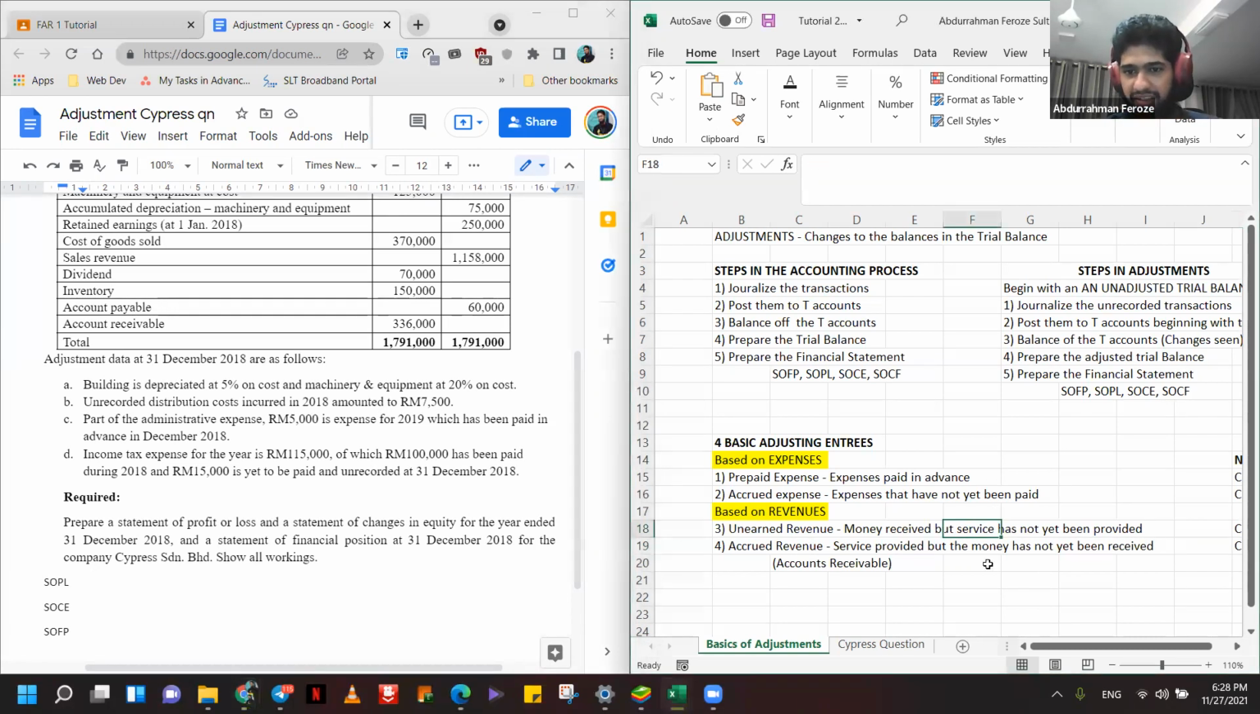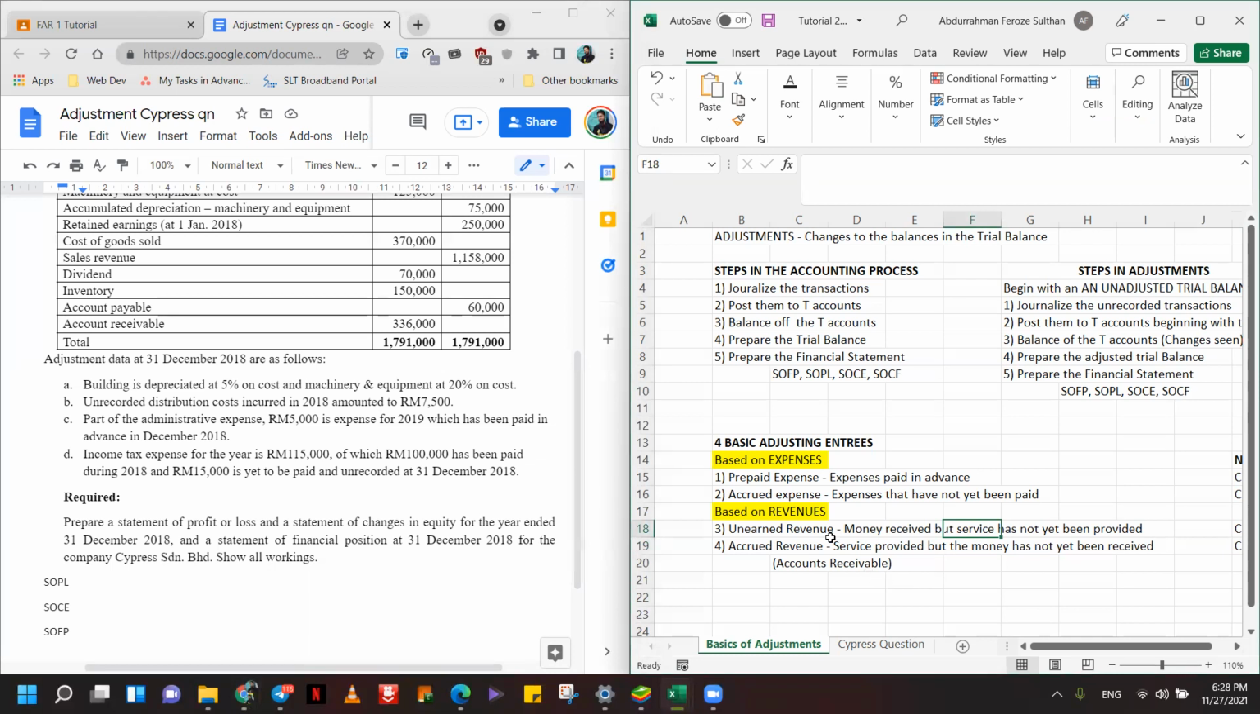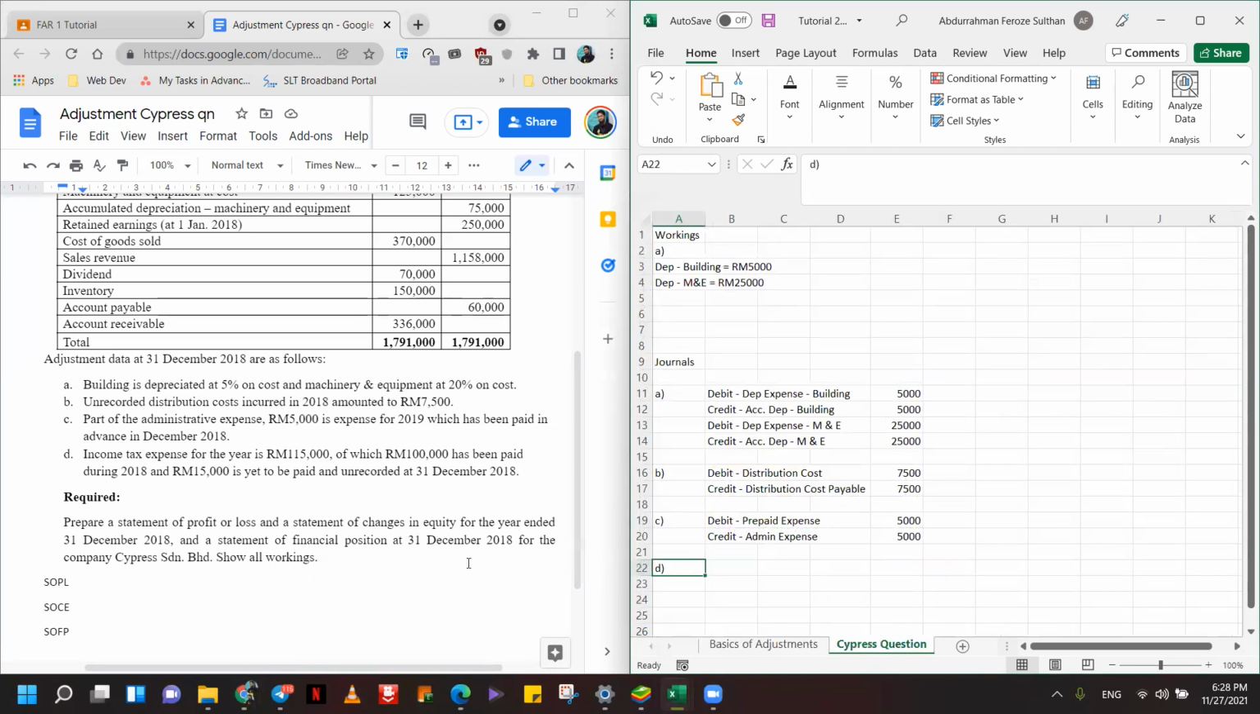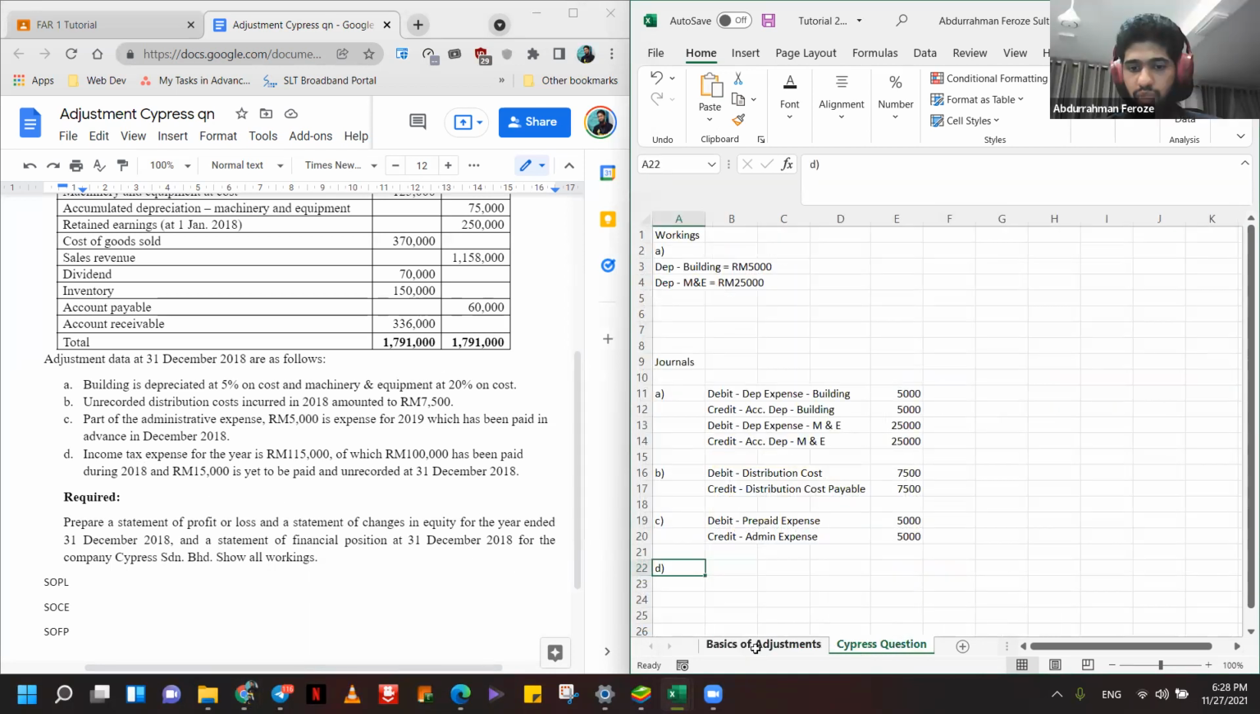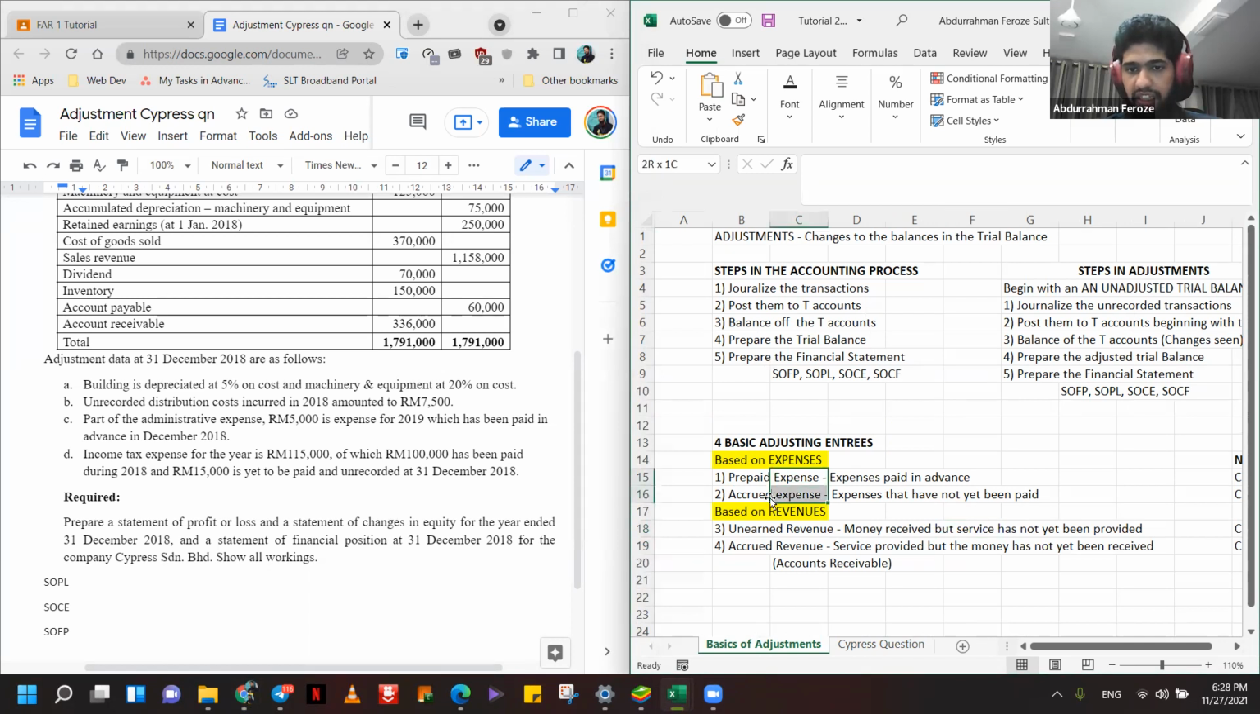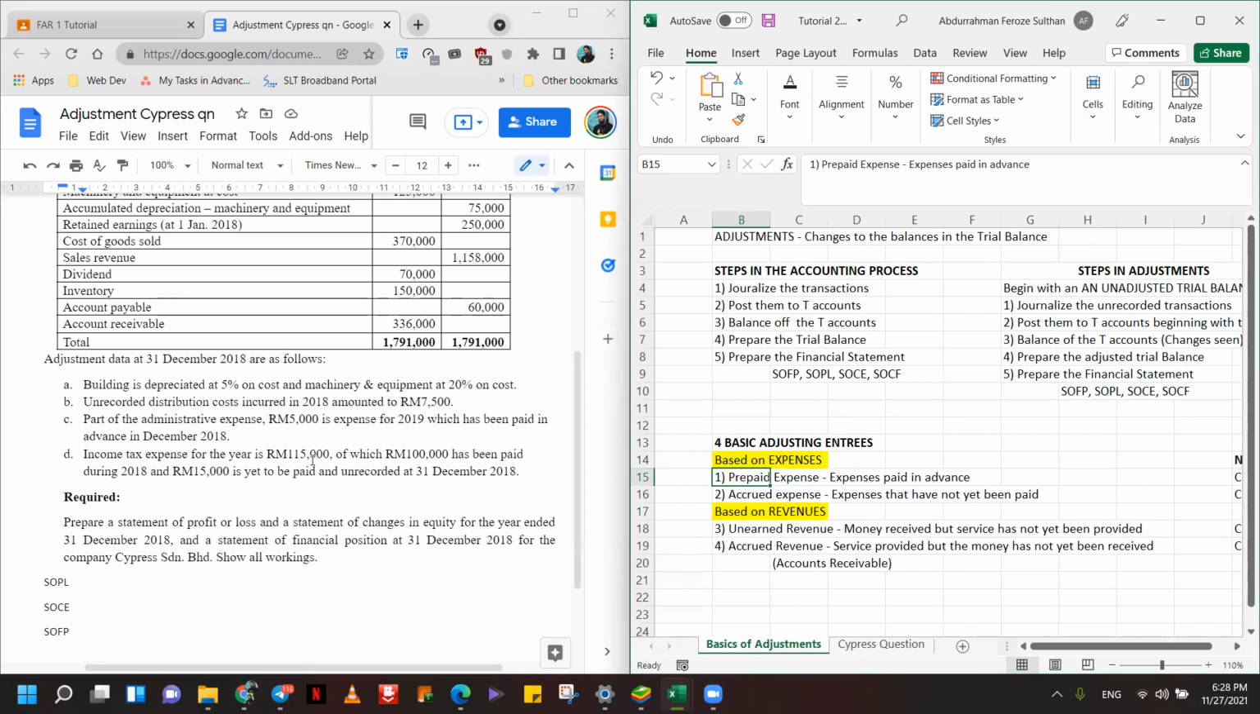Does anyone know the answer? Could you repeat the question again? I didn't get it. Part D. Part D is what type of adjusting entry? Is it a prepaid expense? Is it an accrued expense? Is it an unearned revenue? Is it accrued revenue? What type of entry is this one?